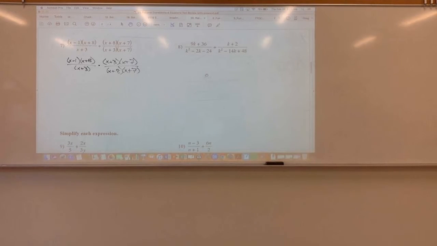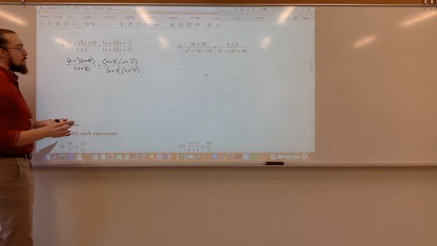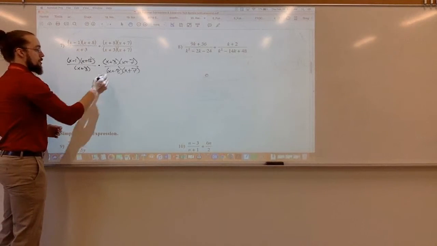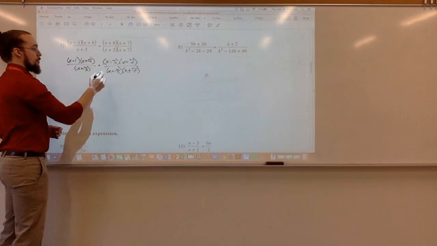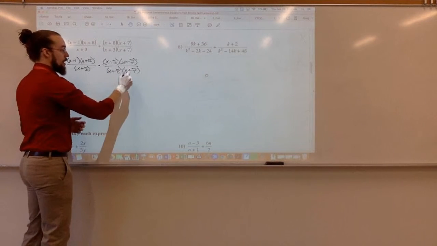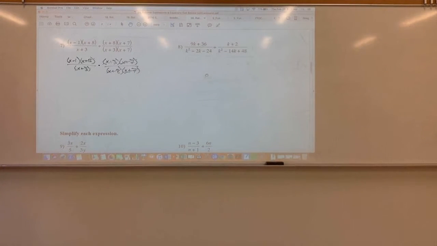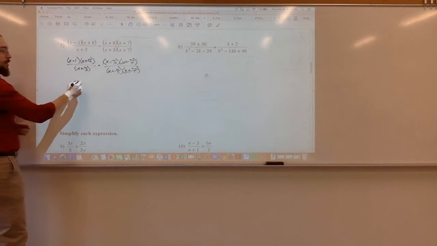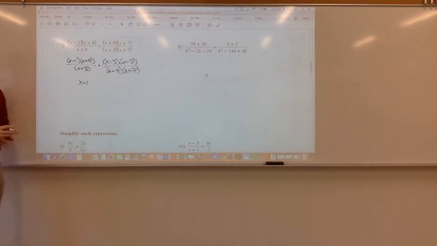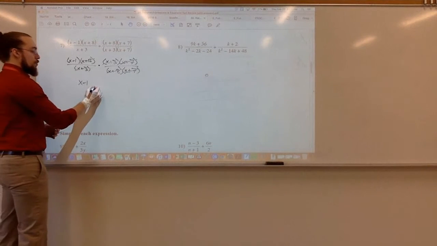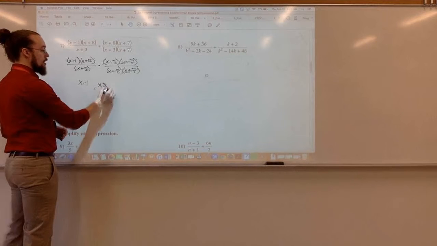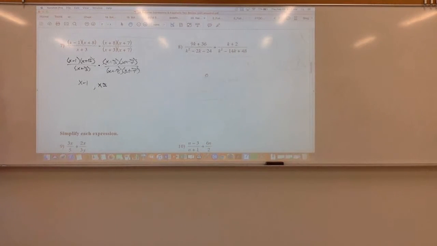Now this one's already all factored for us, so I can just start canceling some stuff out. I can cancel out the x plus 8s, I can cancel out the x plus 3s, and I can cancel out the x plus 7s. So all I'm left with then is x minus 1, and that is in the numerator, so it would just be x minus 1.